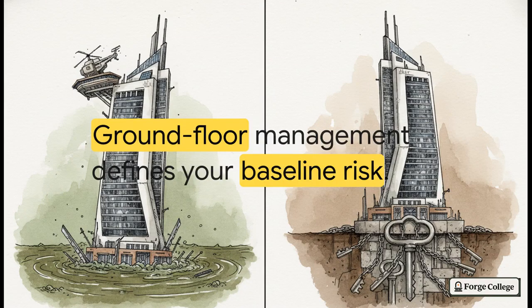So if there is one crucial point I want you to take away from this entire explainer, it's this. Ground floor key management defines your baseline risk. You simply cannot build a secure skyscraper on a swamp. It doesn't work. Always, always prioritize fixing ground floor weaknesses before you start relying on top floor social recovery mitigations.